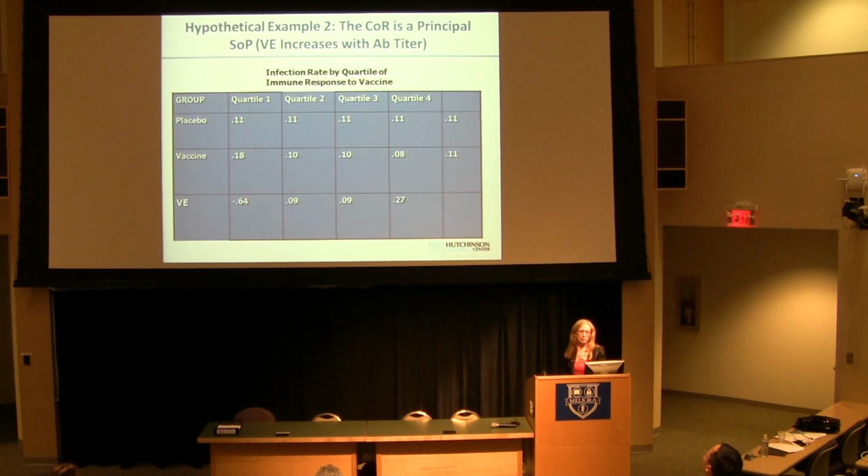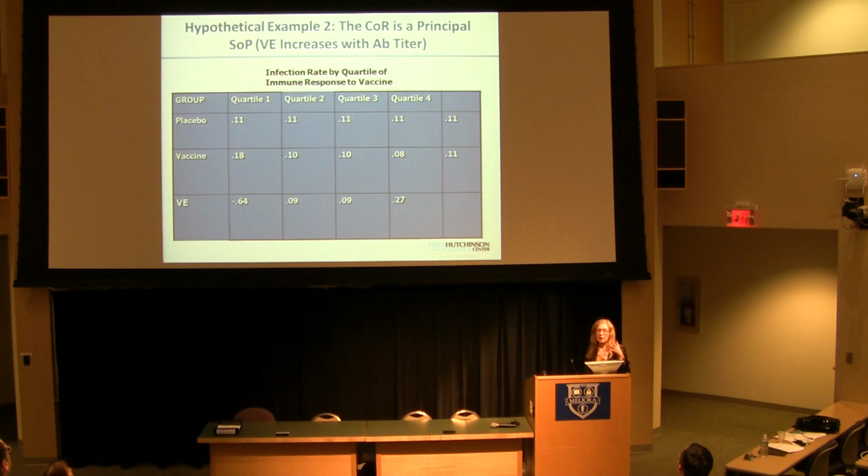with the antibody. Now, if we could imagine another example, again hypothetical, where in the placebo group we would know that if we had vaccinated them, they would be in quartile 1. In fact, we didn't vaccinate them, and so they have 0.11 all across the board in quartiles 1, 2, 3, and 4. And so in quartile 1, we can estimate vaccine efficacy under these conditions to be minus 0.64. It's negative. That means it does make it worse. And then at 0.09, 0.09, and 0.27.